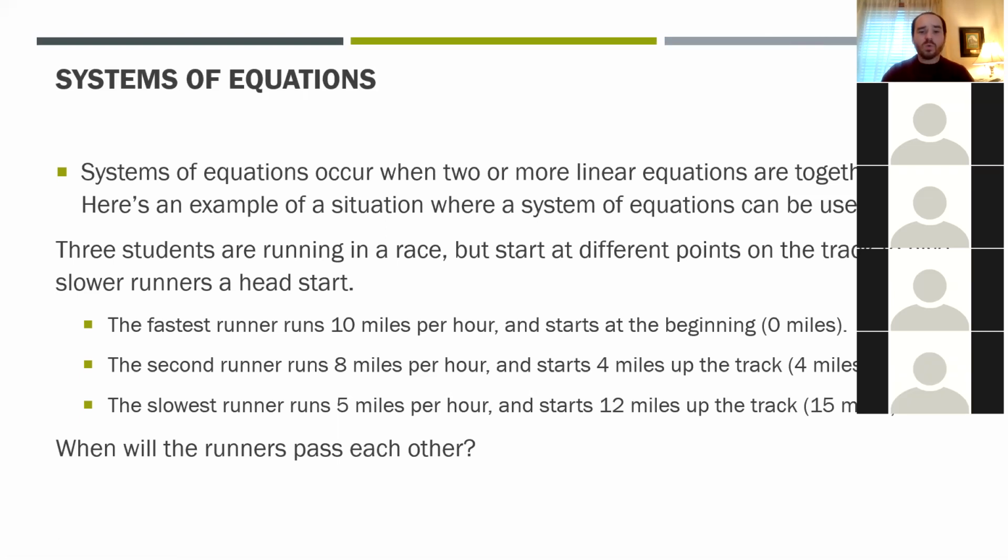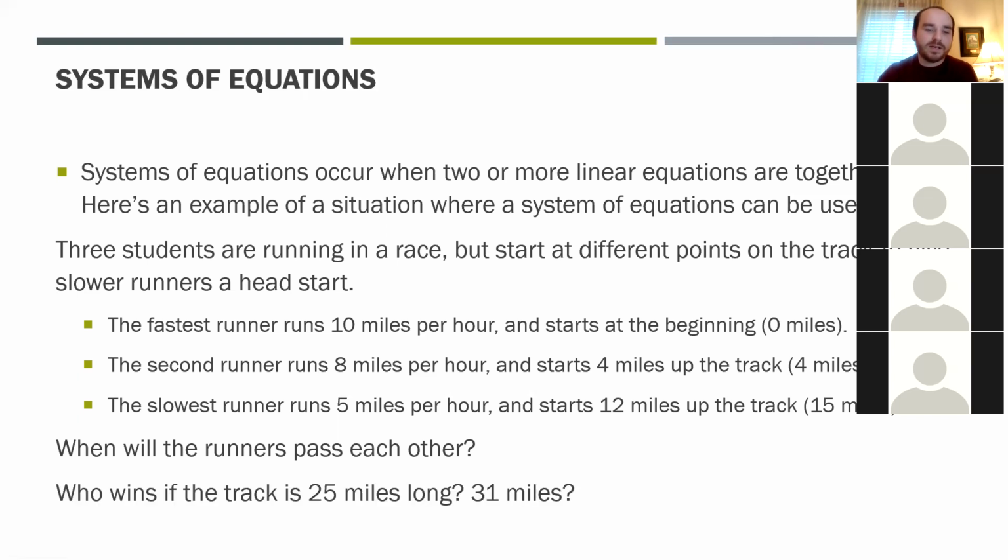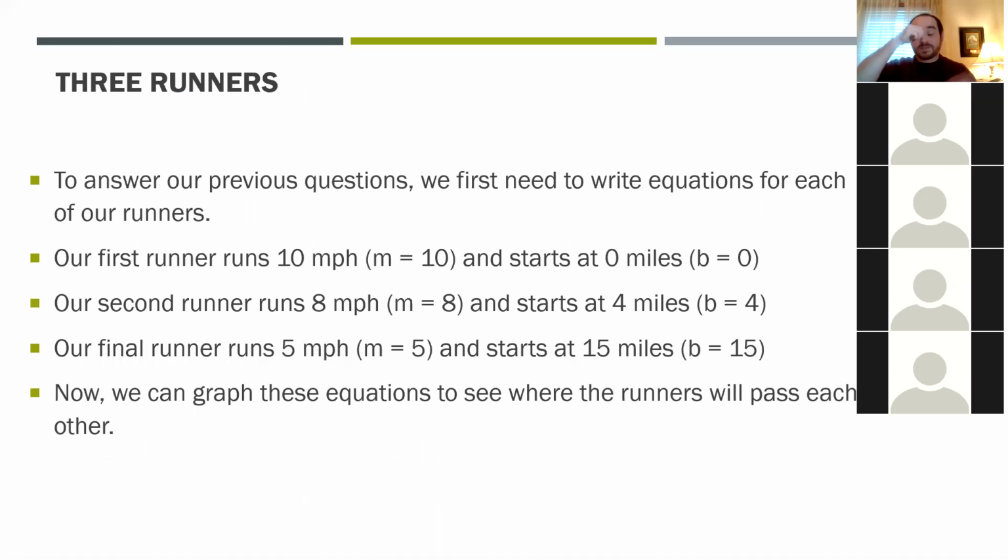So our question is, when are our fast runners going to pass our slower runners? And then the other question we can ask is, who wins if the track is 25 miles long? Who wins if it's 31 miles? Don't ask me why they're running such a long race. That's ridiculous, but I wanted to use miles because it gives us smaller numbers. If I was doing feet and stuff, then it'd be conversion, and that's really annoying.